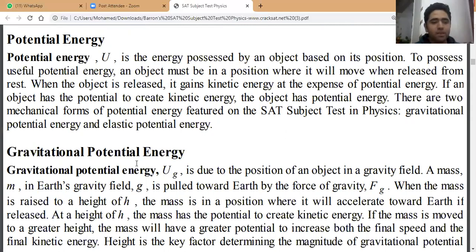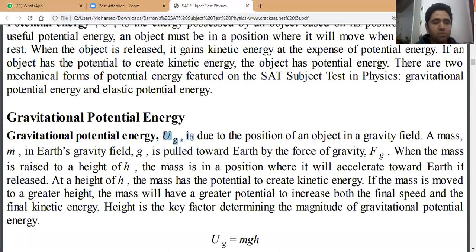Gravitational potential energy is due to the position of an object in a gravity field. A mass in Earth's gravity field is pulled towards the Earth by gravity. When the mass is raised to a height of h, that mass will accelerate towards the Earth if it is released. At height h, the mass has the potential to create kinetic energy. That is why it's called potential energy.